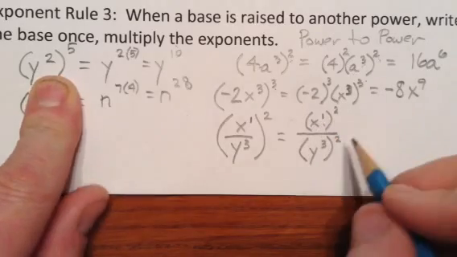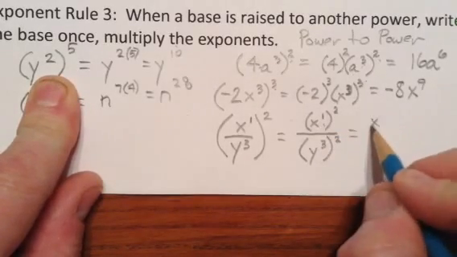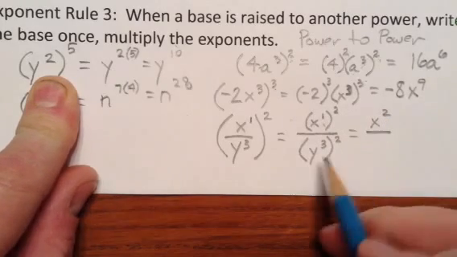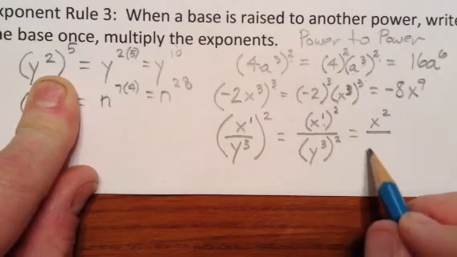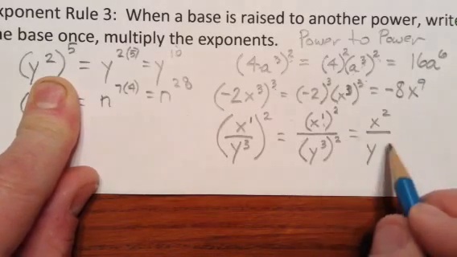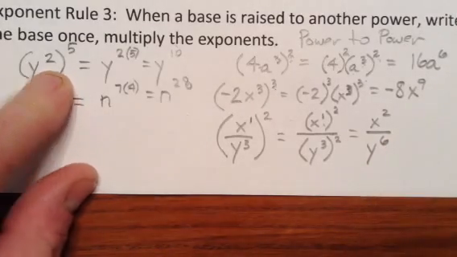And we're going to use the same rule. So we'll write the base of x, multiply the exponents. 1 times 2 is 2 in my numerator. And over here, I'll do the same thing. I'll write my base, do the exponents, multiply them, and I get y to the 6th.